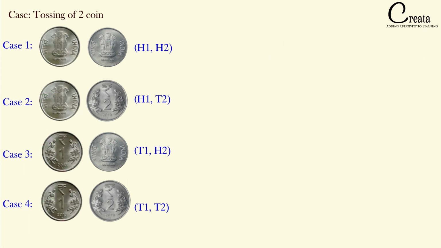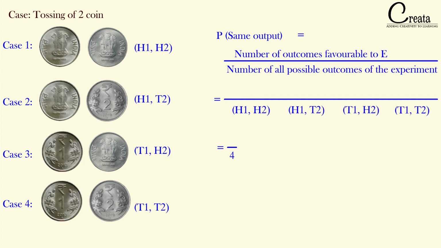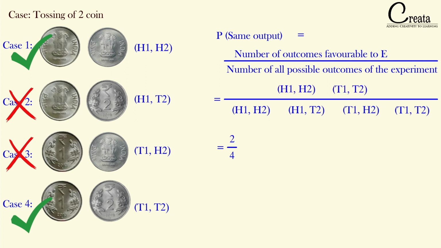If the question is what is the probability of getting the same output? Same output means either we are getting head or we are getting tail. So we are having 2 scenarios in which output of both the coins are same. So we got 2 in the numerator and total 4 in the denominator. So we got 1 by 2 as the answer. Got it? The case of 2 coins.